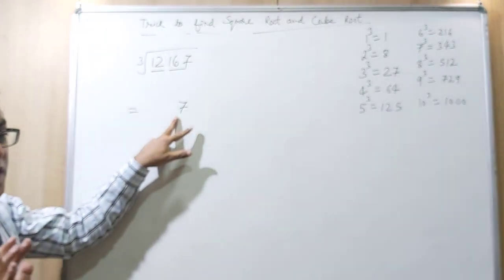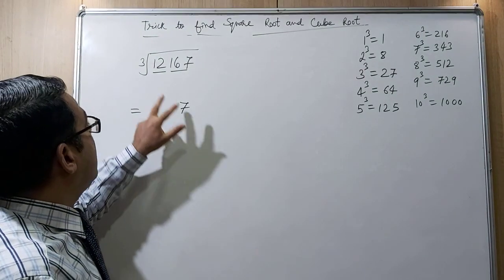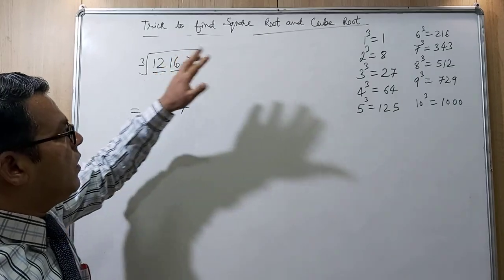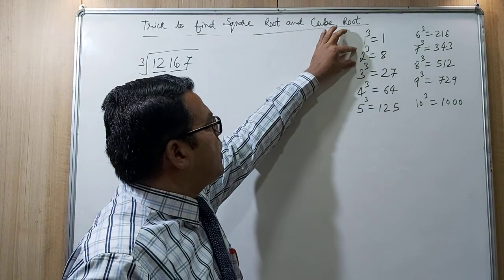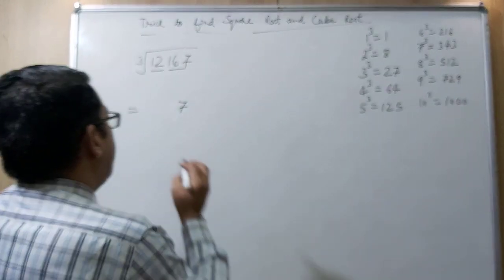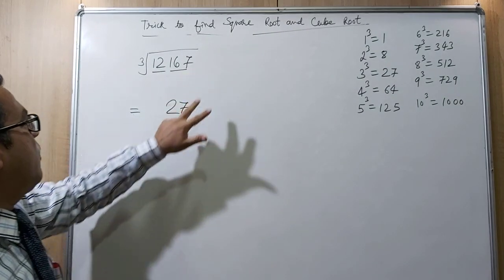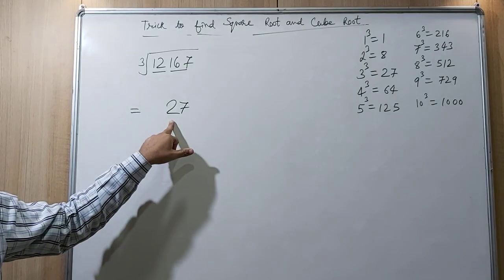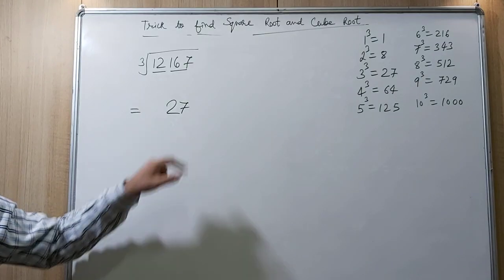So 7 we have already written here. Now the first group is 12. This 12 lies between the cube of 2 and the cube of 3. So we need to take the lower value. So we have to take 2 here. So 27. It means the cube root of 12,167 is 27. This is very interesting. Right?